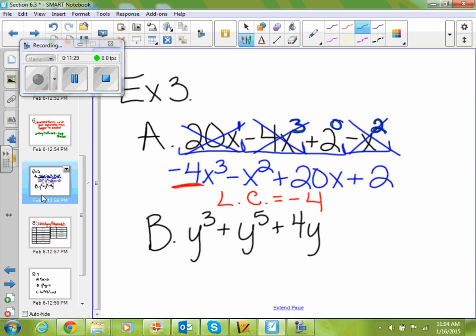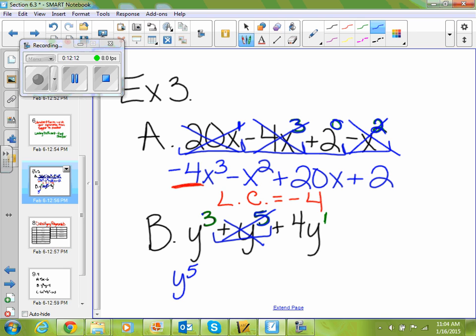Okay, so let's do another one. y cubed plus y to the 5th plus 4y. My first term has an exponent of 3. My next term has an exponent of 5. And lastly, 4y has an exponent of 1. So I need to put them in biggest to smallest order. So my biggest exponent is this 5. So I know that I'm going to take this whole first term, y to the 5th, and that goes out front.